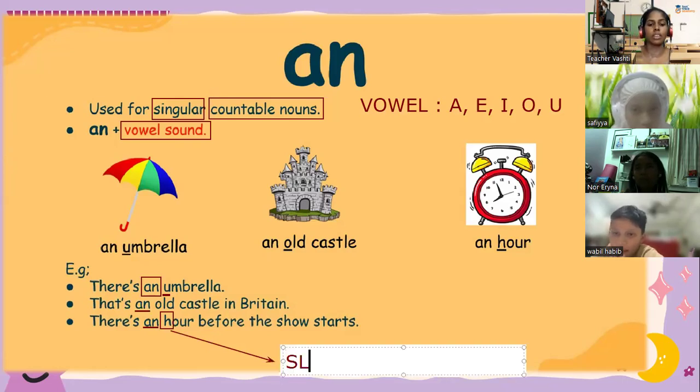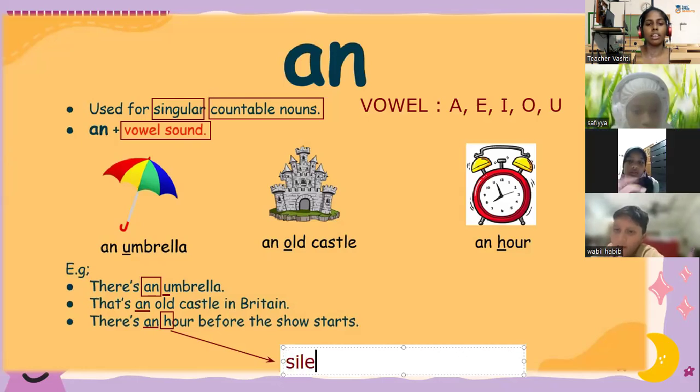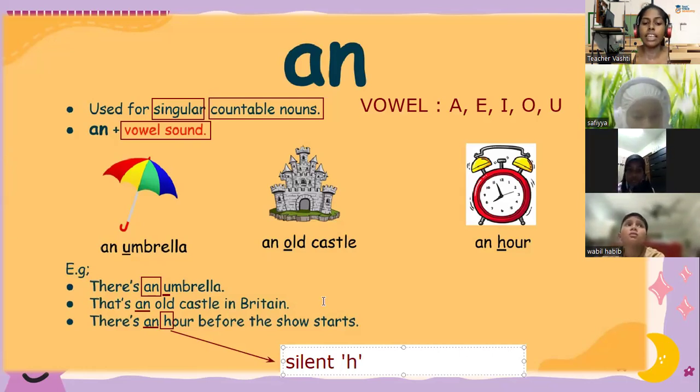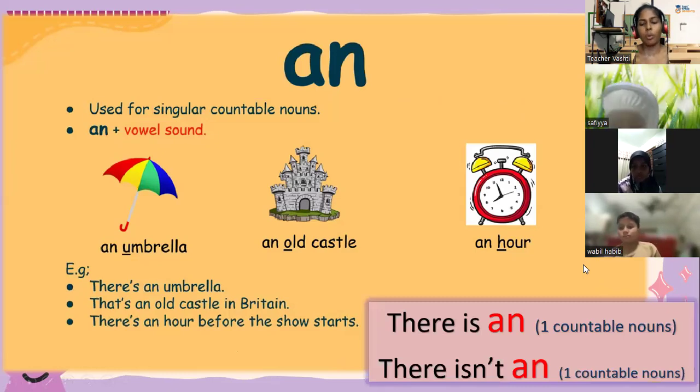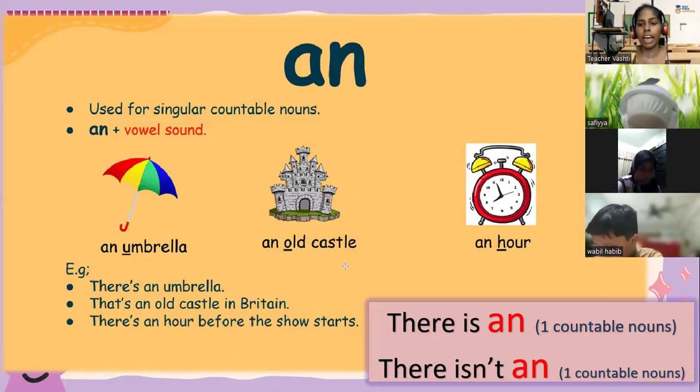Sebab dia, the hour. Yes, the hour, we call silent H. Silent H. Maksudnya kita tak sebut H, kita sebutnya sebagai our. Because it sounds like O, sebab tu that's why we use there's an hour. Okay, so where do you use N? We use N when there is one countable noun, satu benda yang boleh dikira dan bermula dari vowel. It has to begin with the vowel sound.